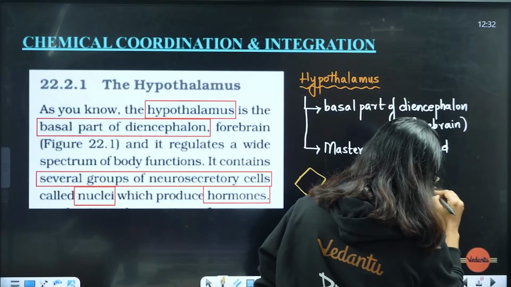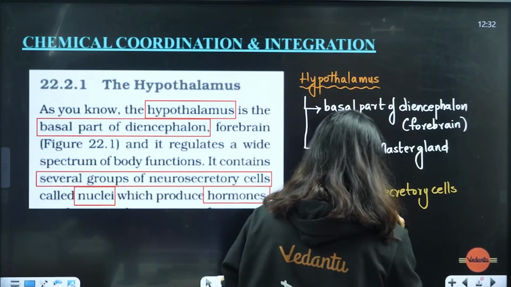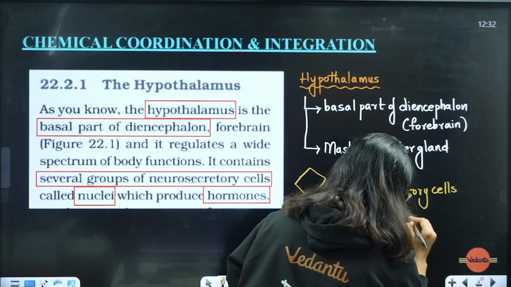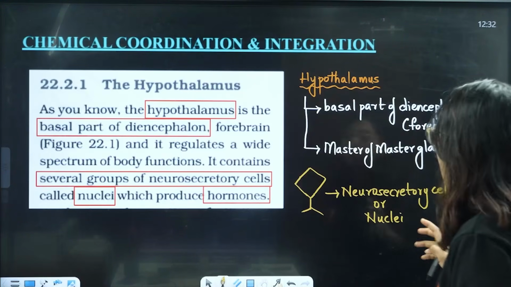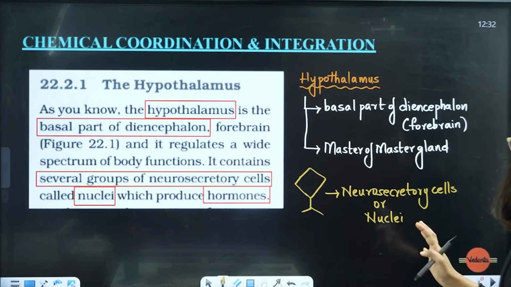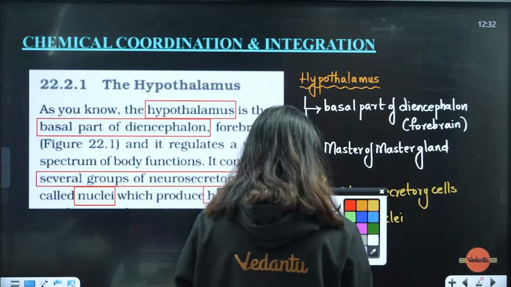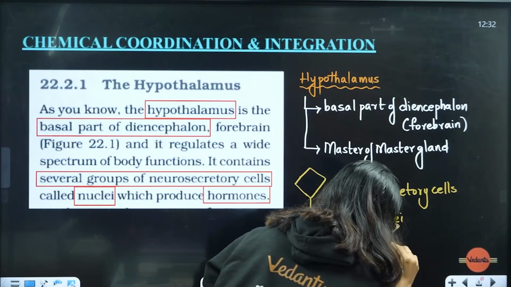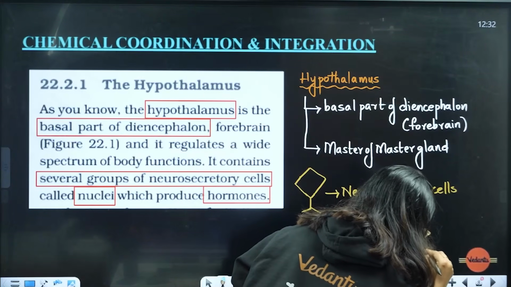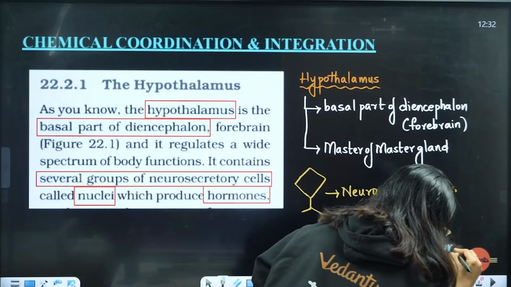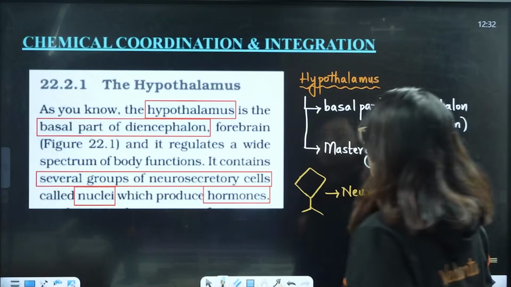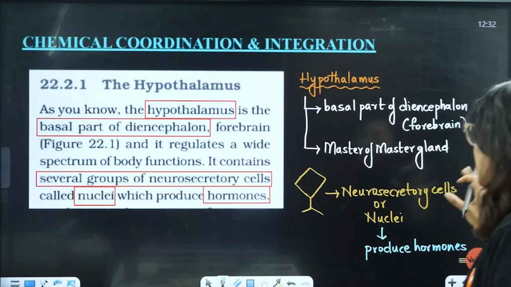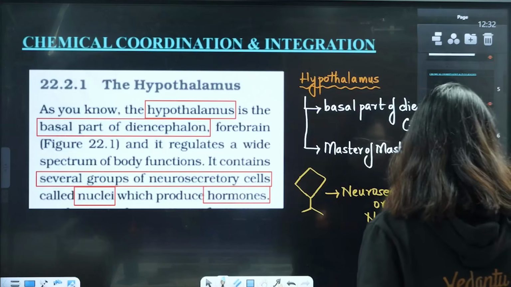Neurosecretory cells have another name, what is it, students? Ma'am, it's called nuclei. So neurosecretory cells or nuclei, what function do they perform? They are going to produce hormones, and several groups are present, students. In the paragraph this is important, so please make a note. Now I'll tell you more about it.